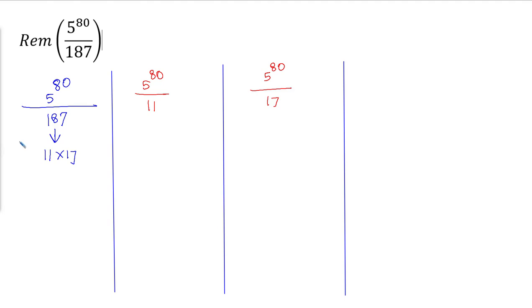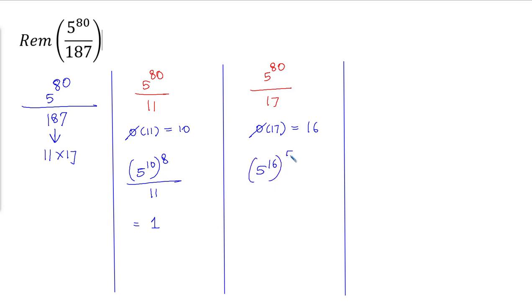Over here the Euler of 11 is equal to how much? 10. So 5 to the power 10 and bracket to the power 8, that's it, divided by 11, the remainder is going to be 1. Now the Euler of 17: 17 is a prime number, so its Euler is going to be 1 less than 17, that is 16. So 5 to the power 16 to the power 5, that is 5 to the power 80, divided by 17, the remainder is going to be 1.